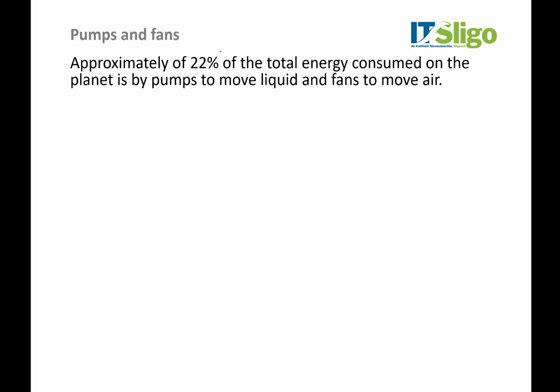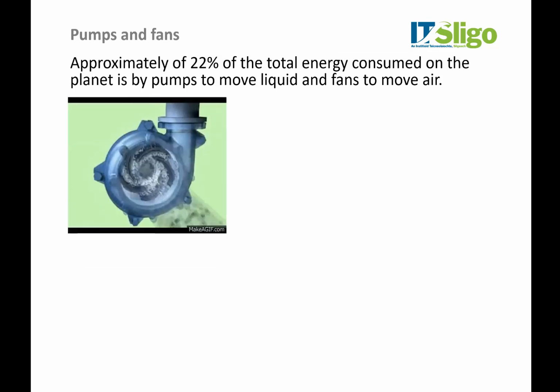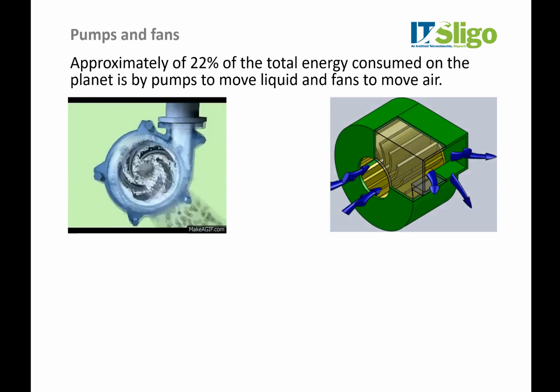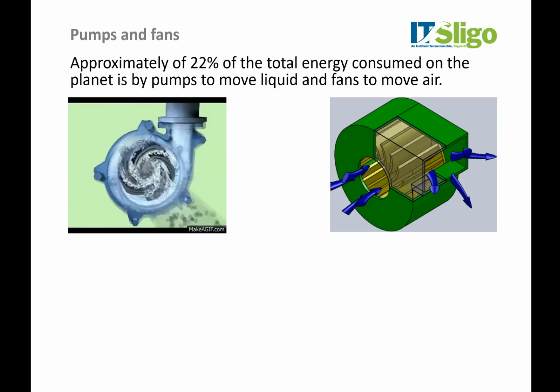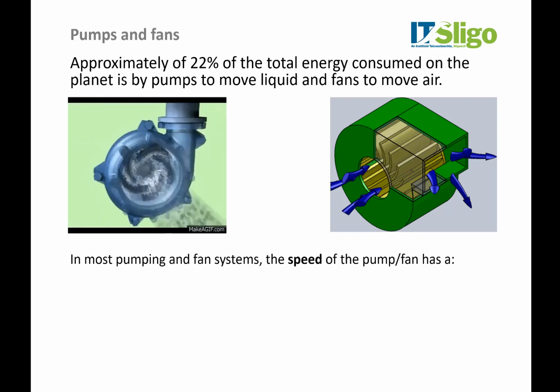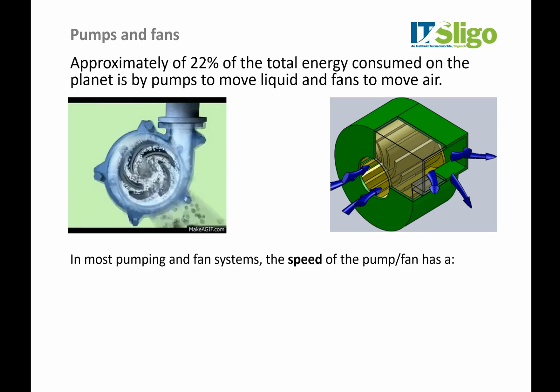So approximately 20% of the total energy consumed on the planet by humans is by pumps or fans. Pumps are used to move water or liquid, and fans are used to move air. So there is a typical pump on the left, a centrifugal pump. They're the most common in industry, taking up about 90% of pumps. And a centrifugal fan as well. Axial fans they're sometimes called. No, they're not. Sorry, they're centrifugal. Axial are different.